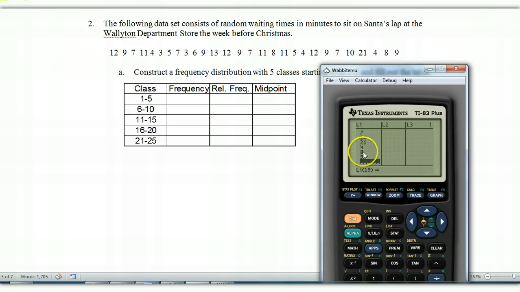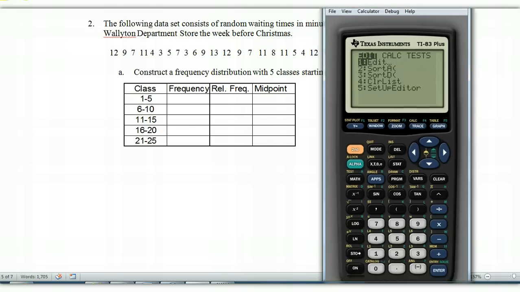Okay, so once I have my data in, 21, 4, 8, 9. Once I have all my data in, I hit the stat button, and then I'm going to select sort A. That's going to take my data set and sort it from smallest to largest. I have to tell it where my data is. My data is stored in list 1, so I hit second 1, which again above it, you see it says list 1. And then I hit enter and it'll say done.